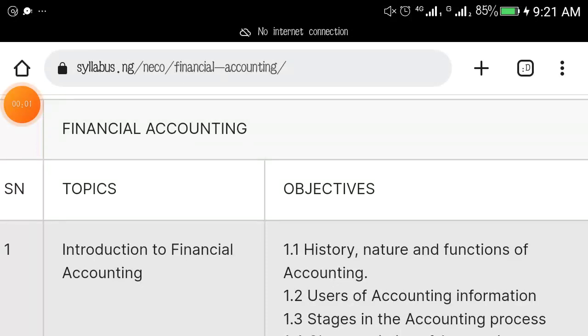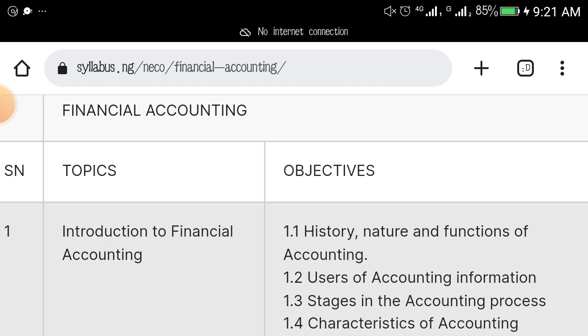You are writing financial accounts. Here is more like an expo for you. It will help you as you prepare for your examination on financial accounts. So just follow me as I give you the topics you should be reading, because these are the topics from which NECO will set the exam from.